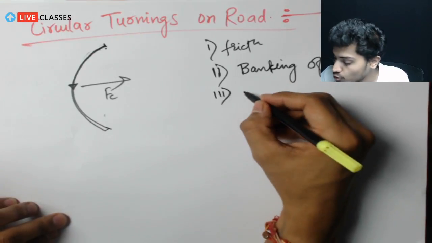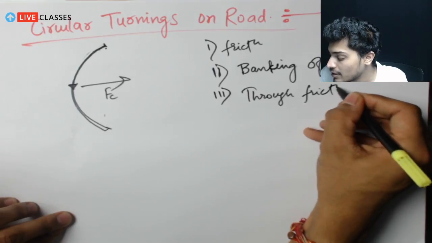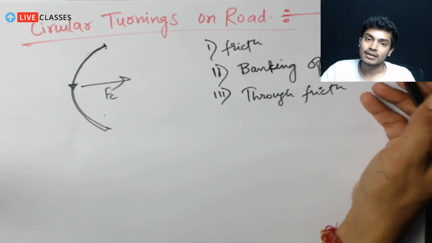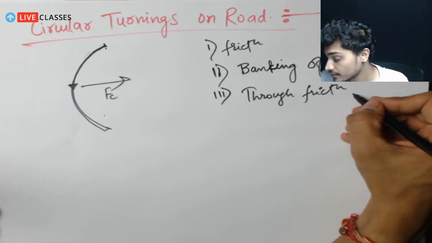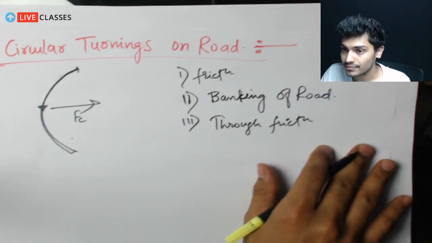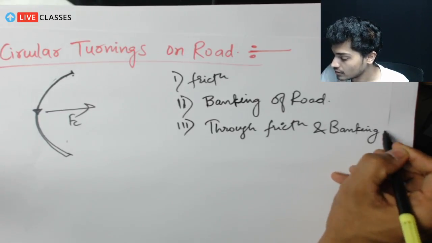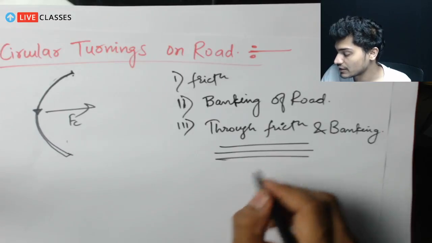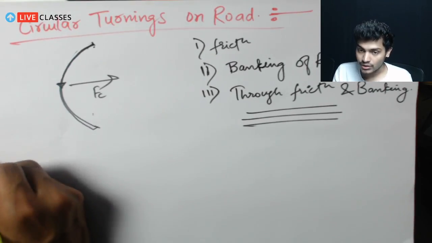And through friction, it might happen that friction and banking both are there in order to provide the necessary centripetal force. These are the three cases through which we can get the necessary centripetal force. Let's consider each case one by one.